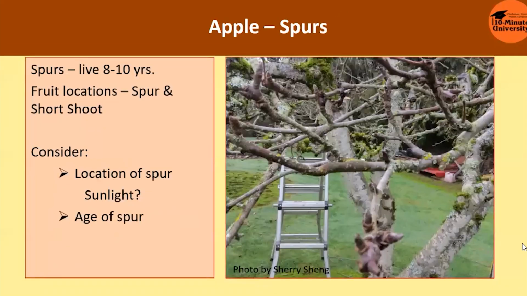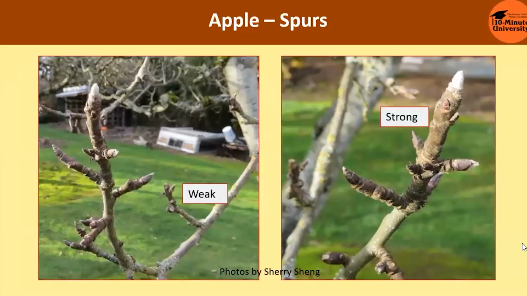Then we look at spurs. Spurs in apples can live 8 to 10 years, produce for a long time. So we want to take extra good care of them. And by that, I mean, make sure they get plenty of sunlight. So here's an example of a very strong looking spur. And in contrast, a weak one. The weak one is most likely grown in too much shade.